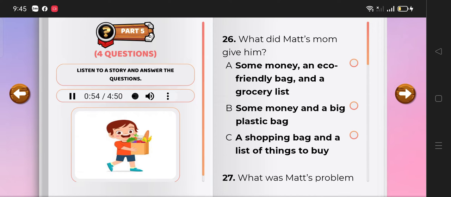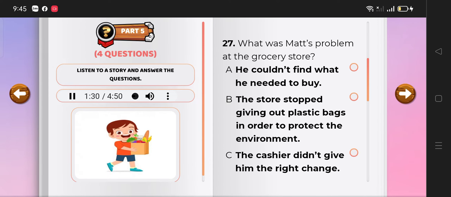"Our shop no longer gives out plastic bags in order to protect the environment. You can buy an eco-friendly bag to help save the earth. This kind of bag can be used again and again. And it helps us reduce single-use plastic bags," the cashier said to Matt. Matt didn't have enough money to buy an eco-friendly bag. So he replied, "It's okay. I can carry them."